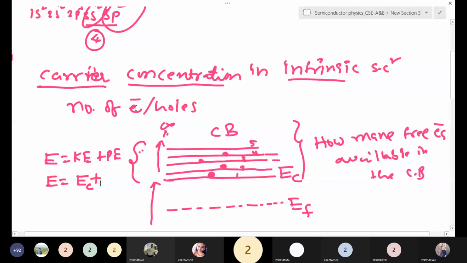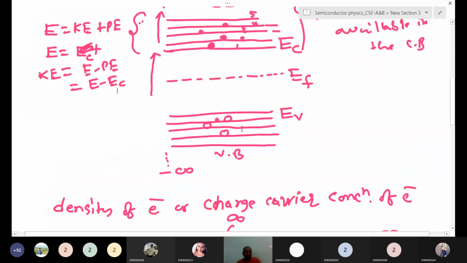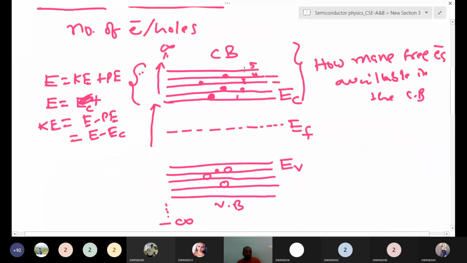What is the potential energy here? This is the total energy, and EC is the lowest energy, which is the height. If you draw a one-dimensional box, this is the first energy level, second energy level, third energy level, and so on. These energy levels are separated by some height from the ground state, and we take that as the potential energy. So the kinetic energy of these electrons is K equal to E minus EC.